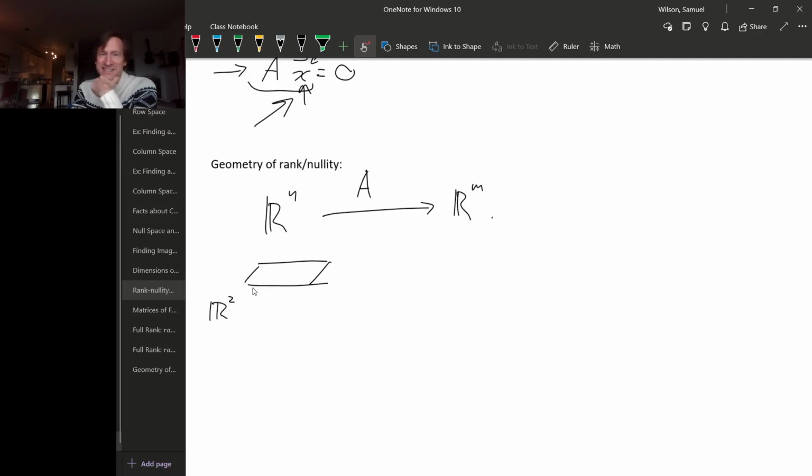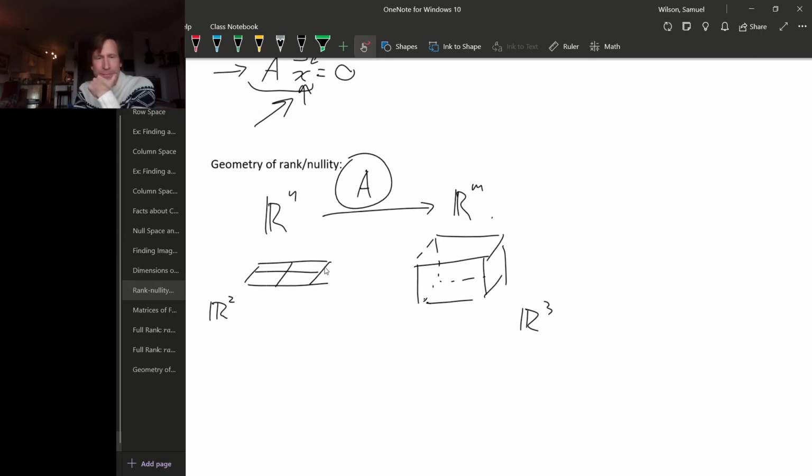R2 is going to be my stand-in for Rn, and R3 is going to be my stand-in for Rm. And to draw a picture of R3, I'm going to draw a box, right? Because we can put vectors anywhere in this box, and they'll be in R3. Okay, and A is some linear vector function.